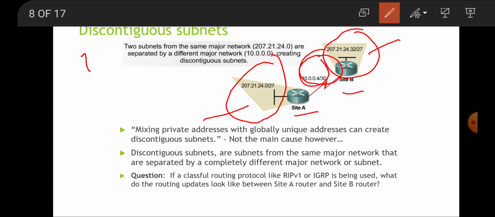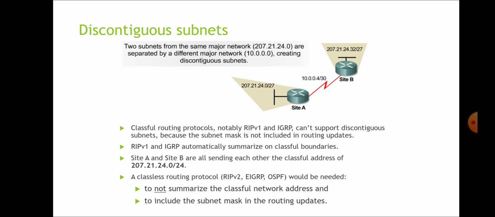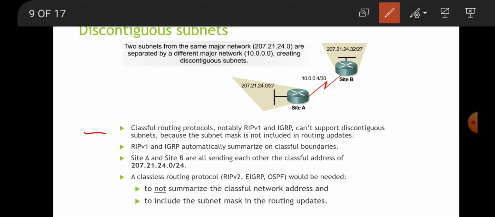So here the question arises: if a classful routing protocol like RIP version 1 or IGRP is being used, what do the routing updates look like between the site A router and the site B router? I will definitely answer this question. Here you can see the two subnets again. Classful routing protocols, notably RIP version 1 and IGRP, can't support discontiguous subnets because the subnet mask is not included in the routing updates. Keep that in mind.